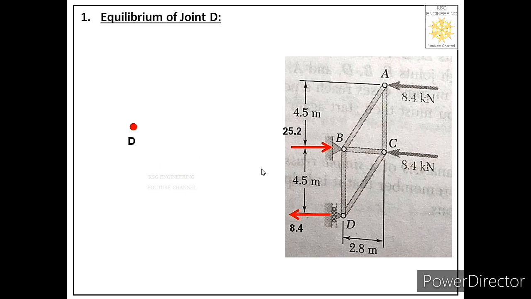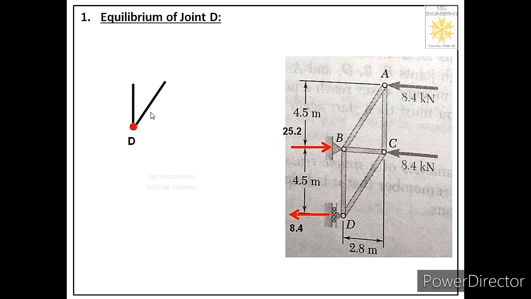Then we must see how many members are connected to that joint. So to this joint D, there are 2 members connected. One is in vertical direction and second is at some angle to horizontal. So let us show these two members in the free body. So one is a vertical member and second member is at some angle to the horizontal.